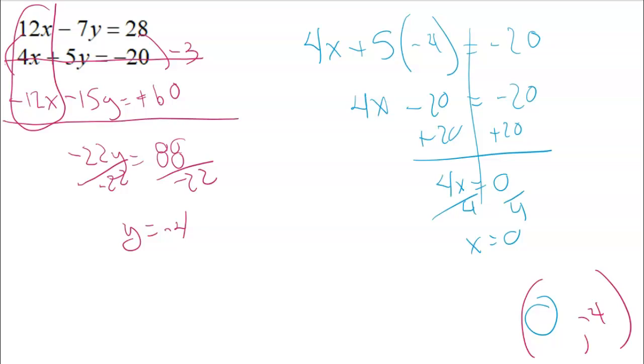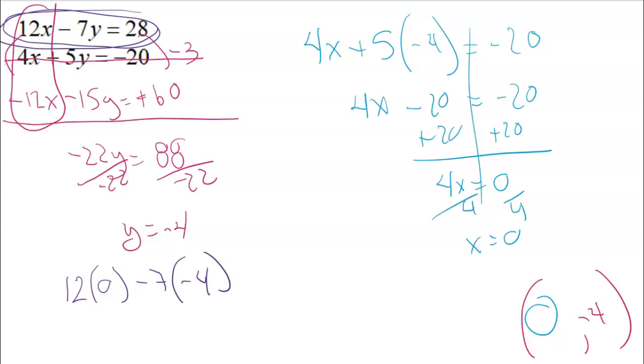Right? We used the second equation for x, so now we're going to go up and use the purple, this top one. 12 times 0 minus 7 times -4 equals 28. 12 times 0 is 0. -7 times -4 is +28 equals 28. 28 equals 28. Yeah, I'll go for that. We did it again. Woohoo! I didn't notice that negative or I would have been wrong.